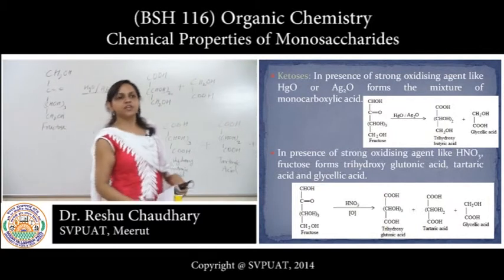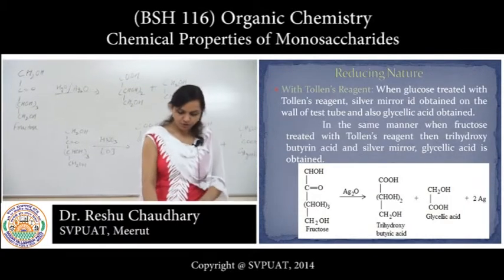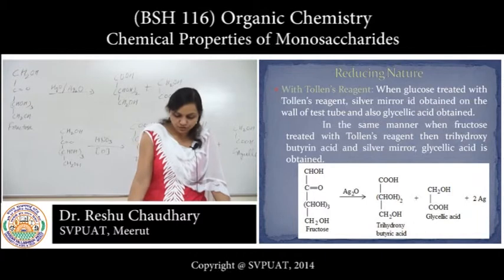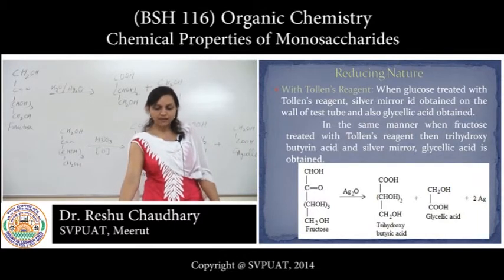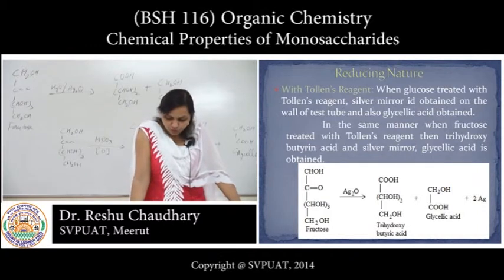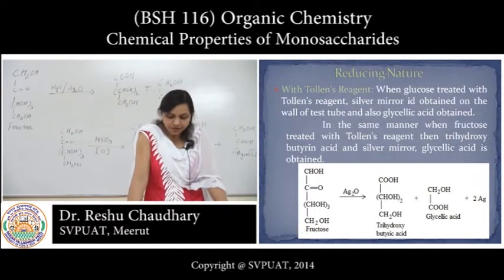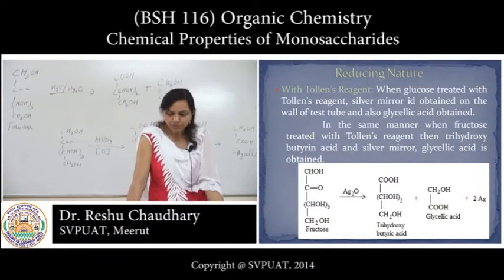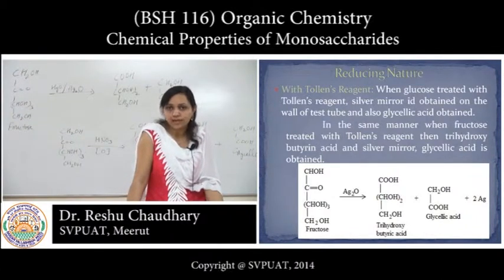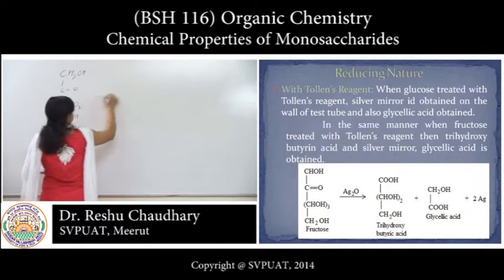Now these reactions show their oxidation and reduction properties. Now what is the reducing nature of monosaccharides? When glucose is treated with Tollens reagent, a silver mirror is obtained on the wall of the test tube and gluconic acid is also obtained. In the same way, when ketoses, that means fructose, are treated with Tollens reagent, then trihydroxybutyric acid and silver mirror and glycolic acid are formed, and the reaction will be, this is the fructose structure.